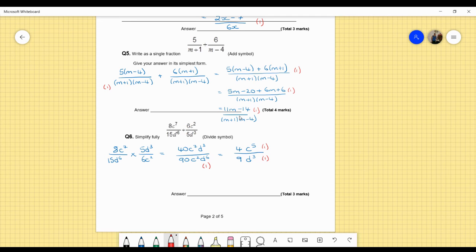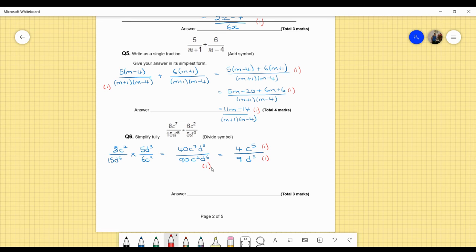If we then have a look at question 6, we're now going to divide by our fractions. Remember, you can use the fact that we keep the first fraction the same, we flip the second fraction upside down, and we change the divide to a times, and then we simplify it. So 8 times 5 will give me 40, c to the power of 7 d cubed over, and then 15 times 6 will give me 90, c squared d to the power of 6. We get a mark for that one.